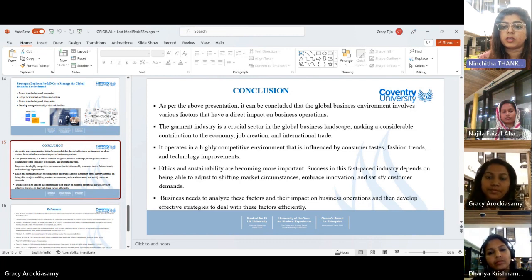Success in this fast-paced industry depends on being able to adjust to changing market conditions, embrace innovation, and satisfy customer demands. Businesses need to analyze these factors and their impact on business operations and then develop effective strategies to deal with these factors efficiently. Multinational corporations encounter a variety of issues.